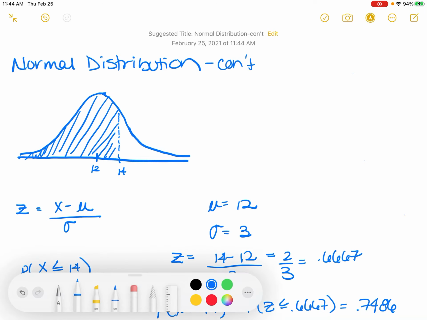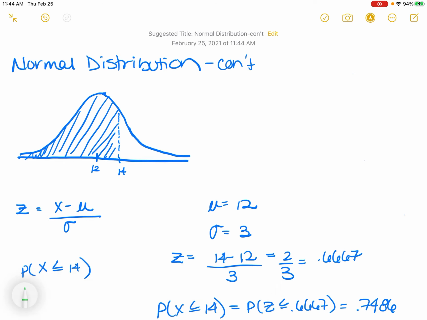But what if we were asked, and I'm going to change the color of my pen, what if we were asked to find the probability of x being greater than 14? It can't be equal to, greater than 14. If we were asked to find the probability of x being greater than 14, right? How would we find that?